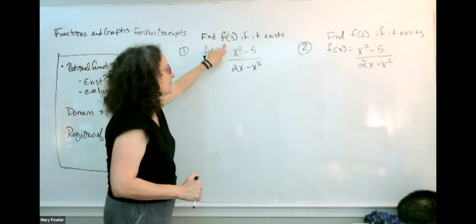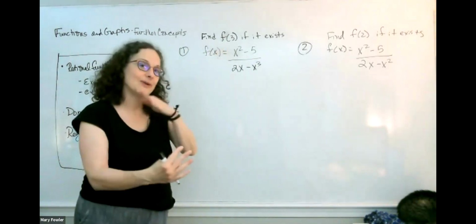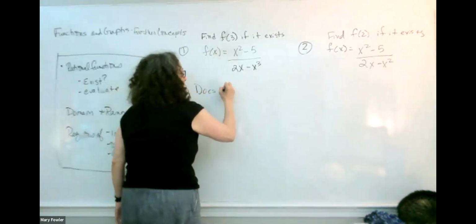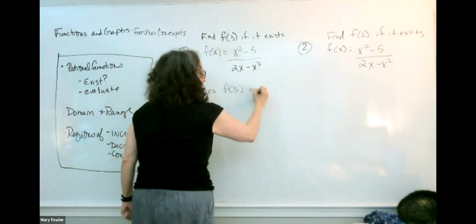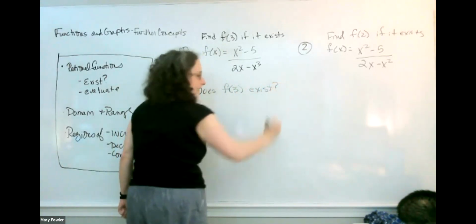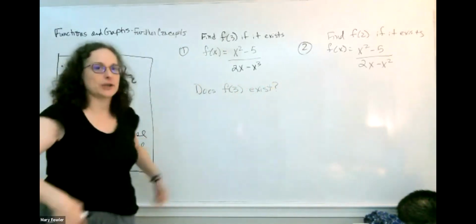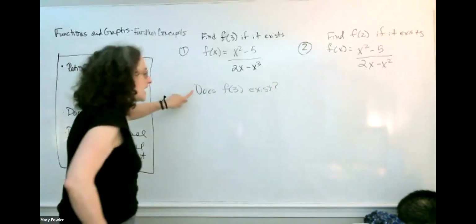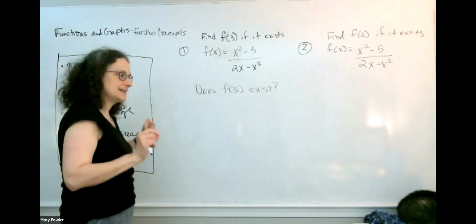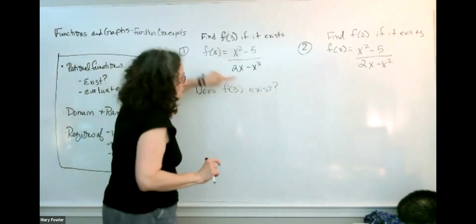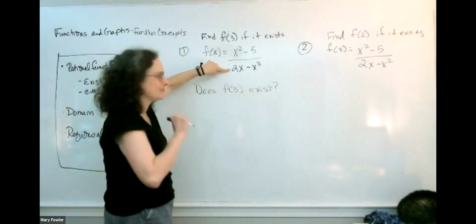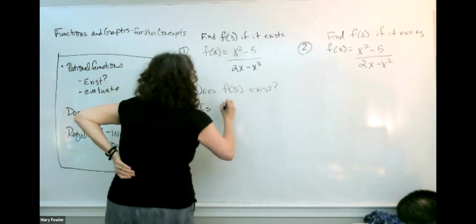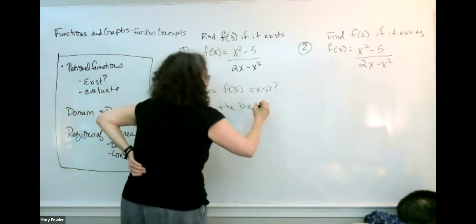So the question asks, find f of 3 if it exists. Tucked into that question is, does f of 3 exist? You have to see this question and untuck it. This one will come up. This is an important question. So does f of 3 exist? That is the same as asking whether f of 3 exists when the denominator does not equal 0. So this is the same as, is the denominator not 0?